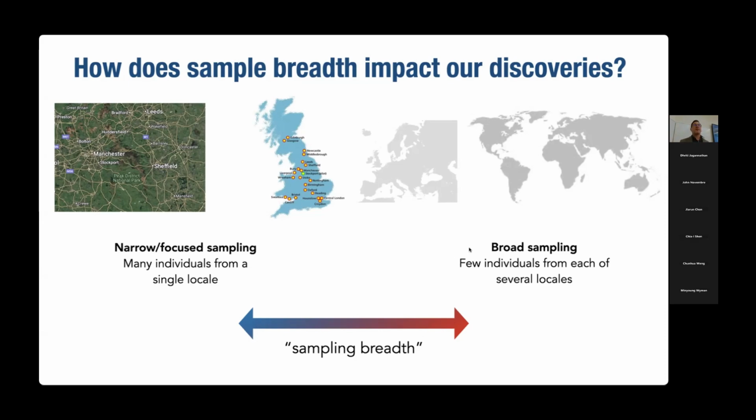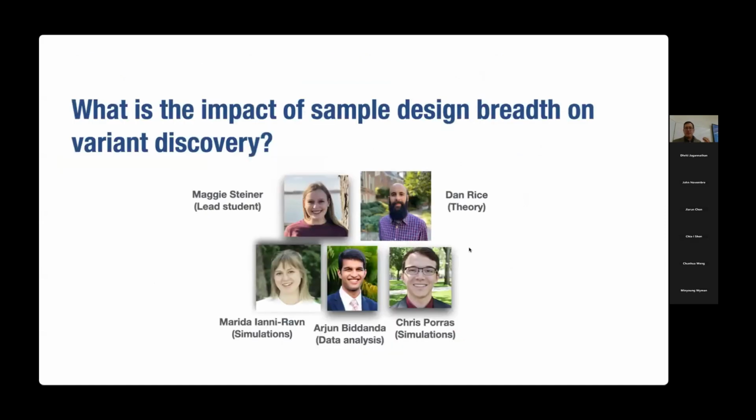But you can also think about this problem in a genetic ancestry space: are we focusing just on one corner of the PCA space, or broadly across a big swath of it? So how does sample breadth impact our discoveries? Put another way, what is the impact of sample design breadth on variant discovery? And here's the team that's been working on this, which I've already introduced.